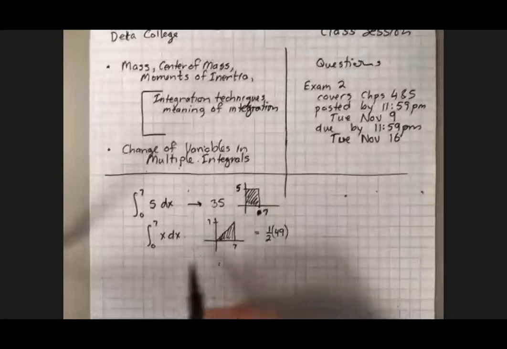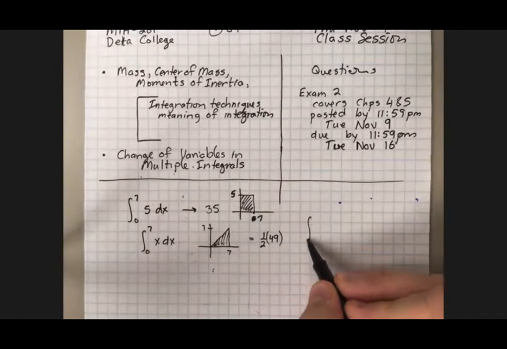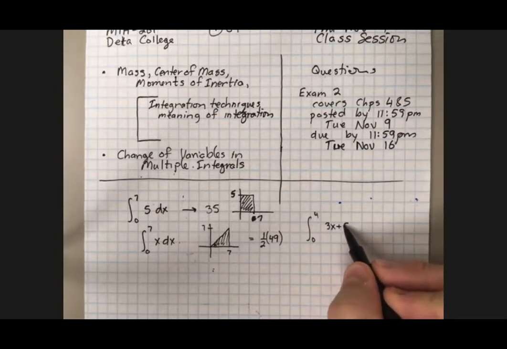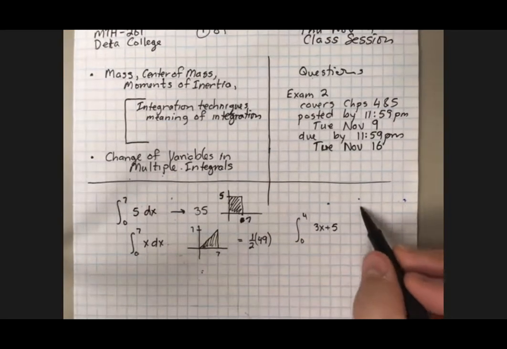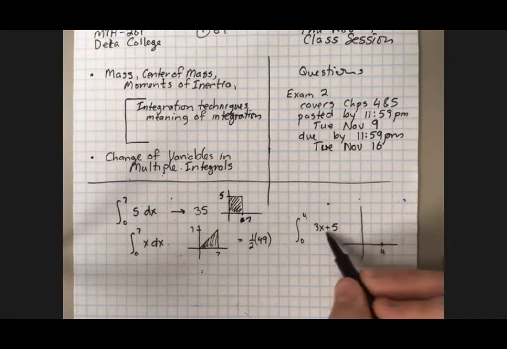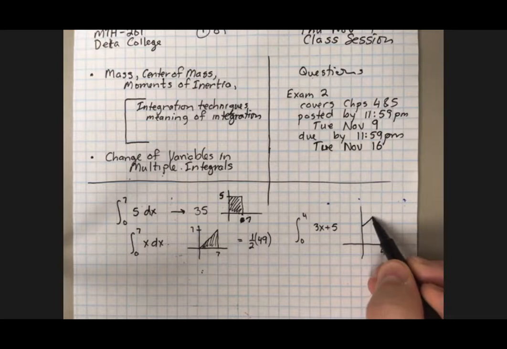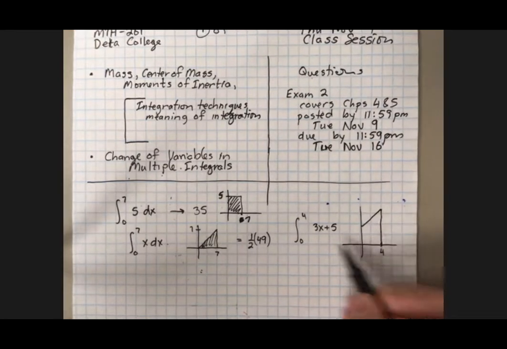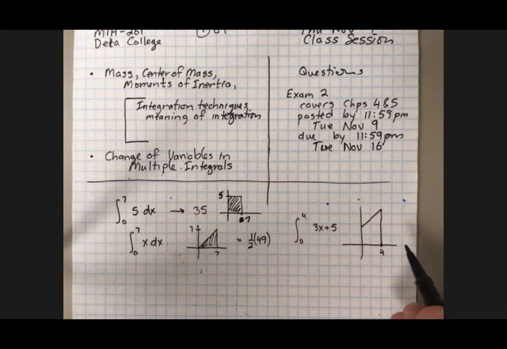But again, that works for any triangle. So now if I said the integral from 0 to 4 of 3x plus 5. Now I want you to visualize that I have 3x plus 5, which is a line with a positive slope. I don't want to get too serious about what line. So I'm just going to draw some representation over here.